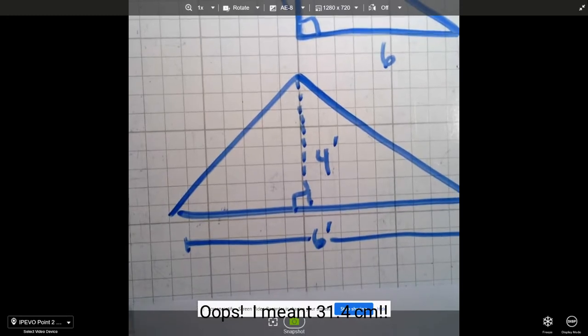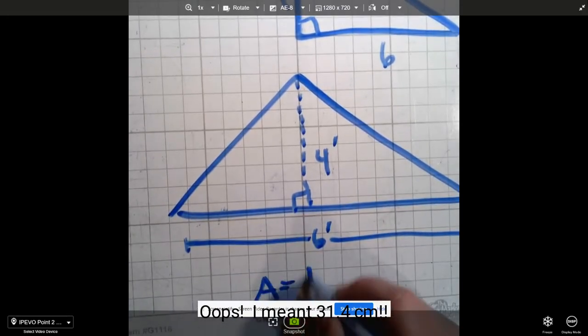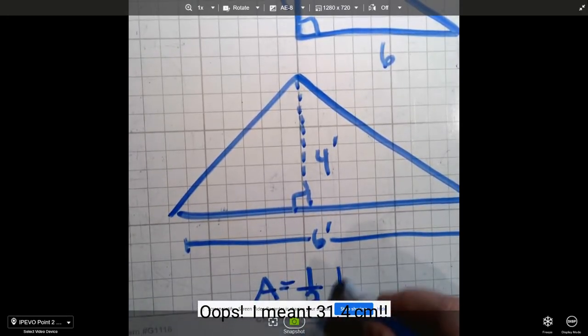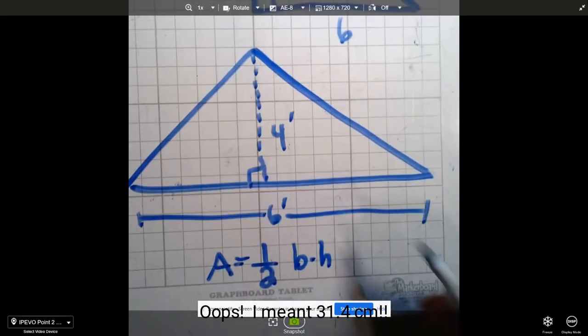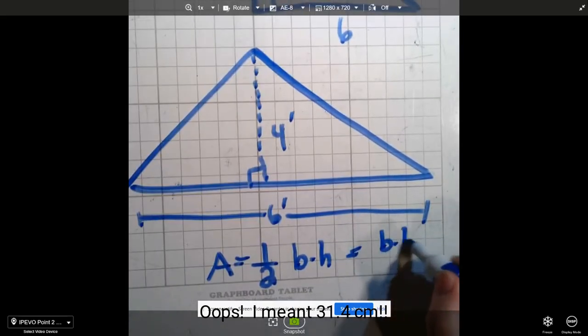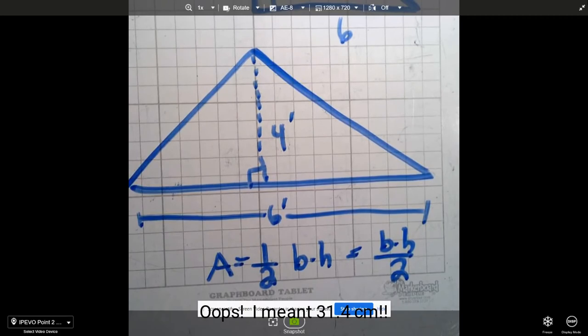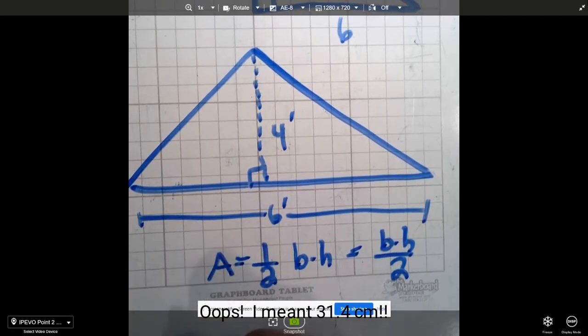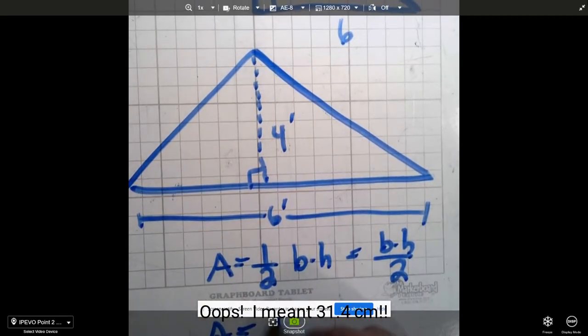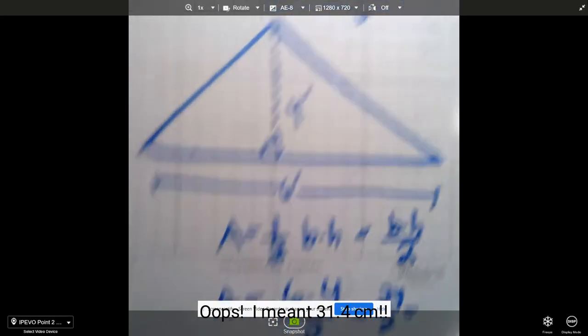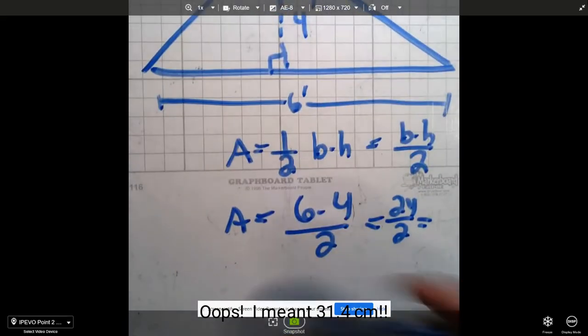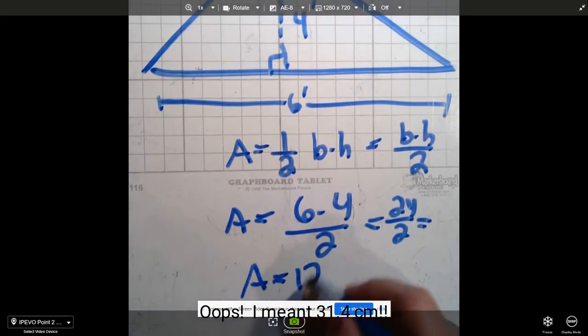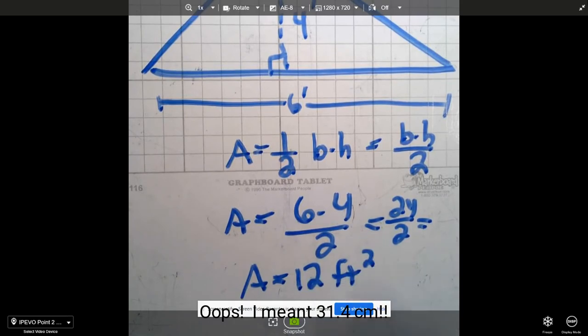So here, if you remember, your formula is 1/2 base times height, or if you prefer, you can say base times height divided by 2. It's the same thing. So my base is 6, my height is 4. If I divide that by 2, this will be 24 divided by 2. So this will be 12 feet squared.